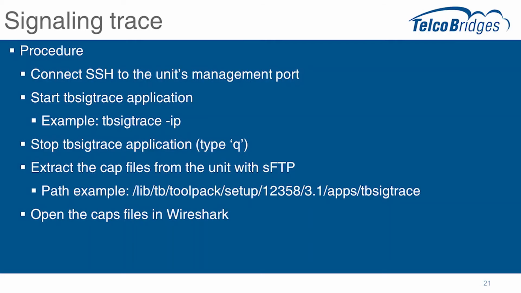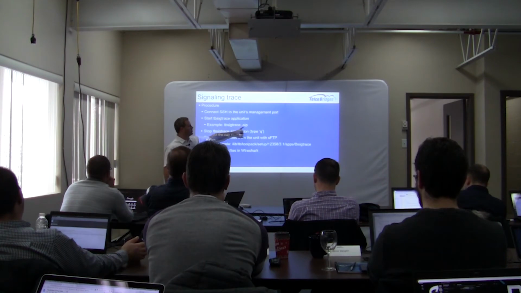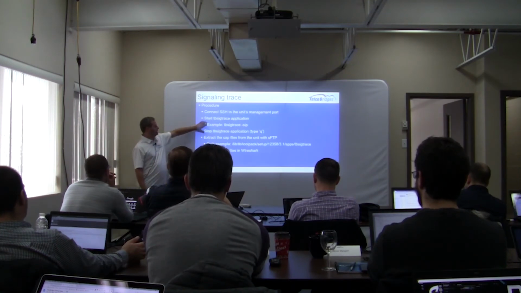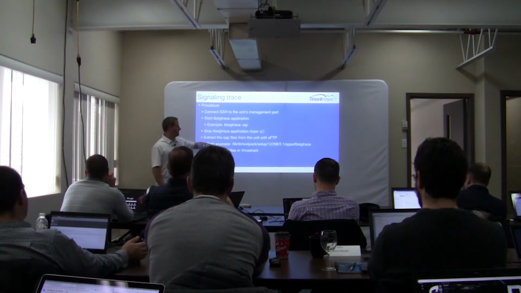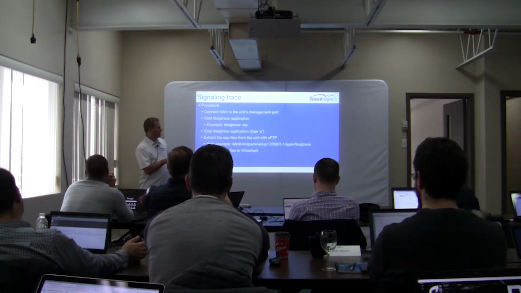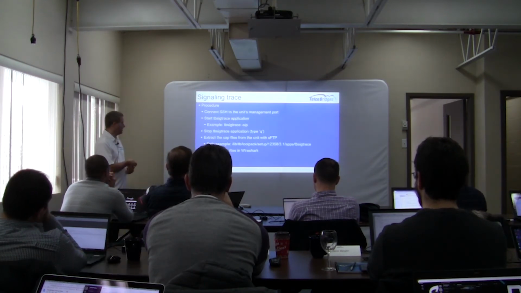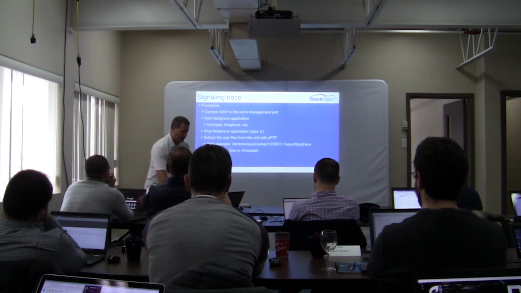So the standard procedure, you connect SSH to the unit. You start tbsigtrace. You can start just tbsigtrace like this, or if you want to make sure you filter out just the SIP messages, it's -SIP, but tbsigtrace would be enough. Once you're done, you can press Q to stop the application. Then you can go in this folder. See, it's always the same path for all the applications. tbsigtrace, and then you can get the new file that is created. This file you can open up in Wireshark.